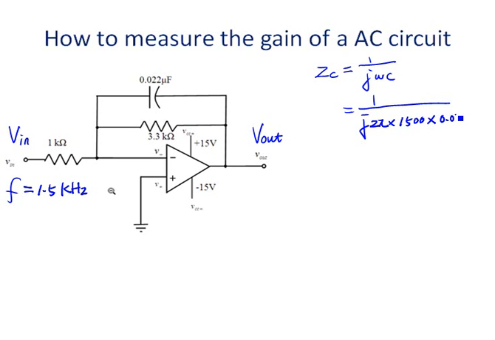Capacitance is 0.02 microfarad. Let's convert it to the standard unit. So we got negative j 4.282 kilo. So we just convert all the components in the circuit into the phasor domain.